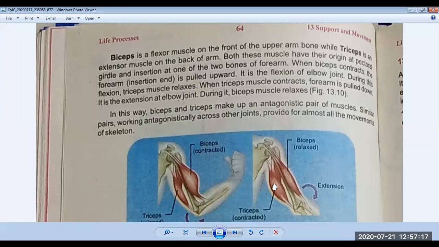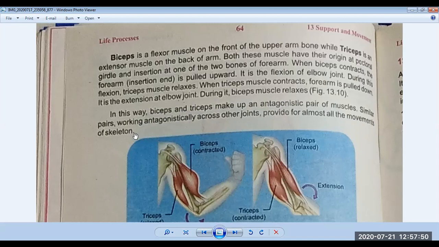When the tricep muscle contracts, the forearm is pulled down. This movement is called extension, and it is the extension at the elbow joint. During it, bicep muscles relax. In this way bicep and triceps make up an antagonistic pair of muscles. Similarly, pairs working antagonistically across other joints provide for almost all the movements of the skeleton.